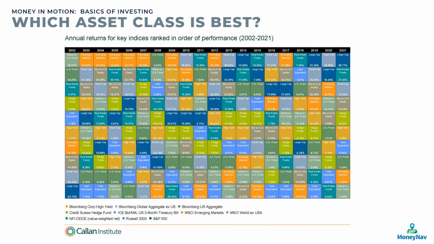Each of the colors in this chart represents a different investment asset class. Each column lists the asset classes from highest returns to lowest returns by year. You'll notice that the colors at the top, the winners, and the bottom, the losers, are different each year, which means that there is no single best investment asset class.